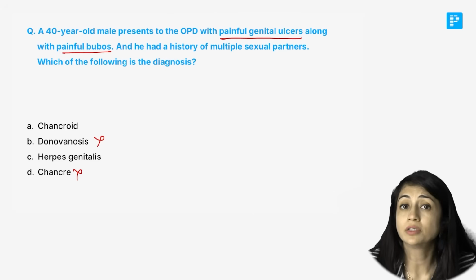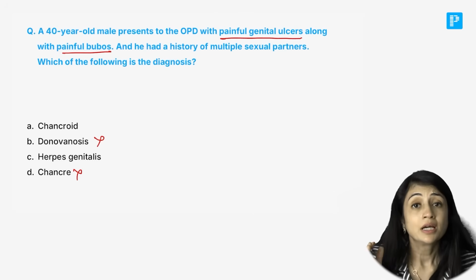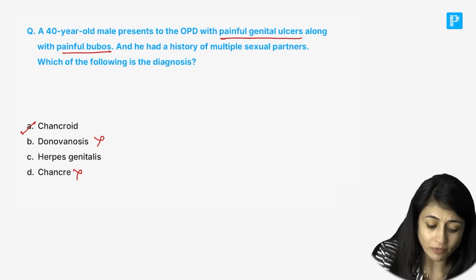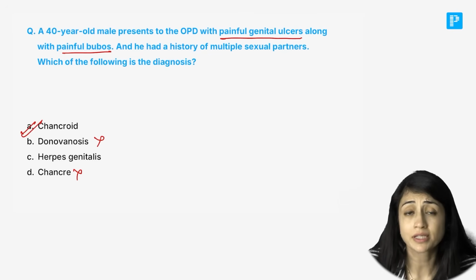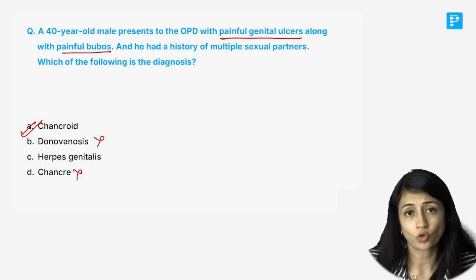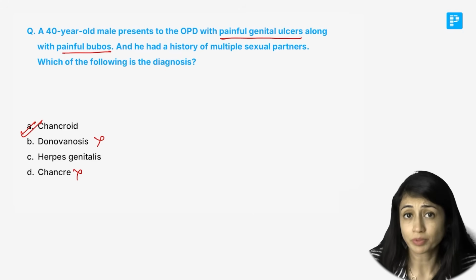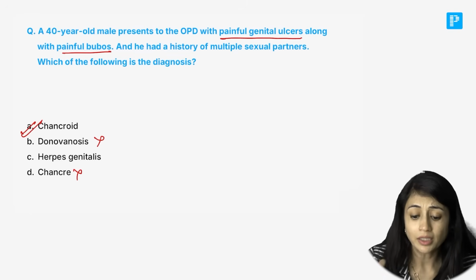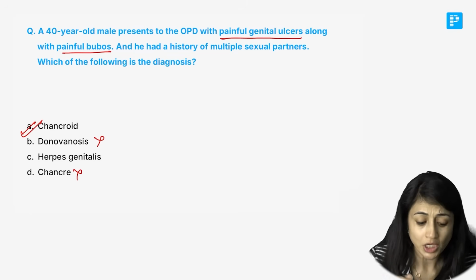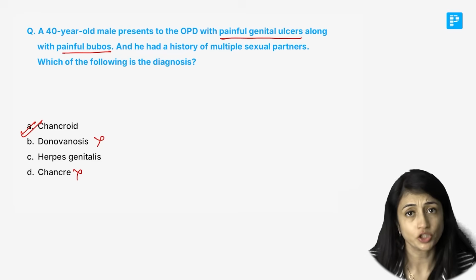Now, chancroid and herpes are left. Both can present with painful lymphadenopathy, but herpes would present with vesicles and erosions. It is chancroid which presents with painful genital ulcers, and even the term buboes is used mostly for chancroid. So buboes we use for LGV and chancroid. They are nothing but painful suppurative lymphadenopathy. And the other thing is that the question mentions ulcers, not vesicles and erosions. So here the answer would be chancroid, which is caused by Haemophilus ducreyi.